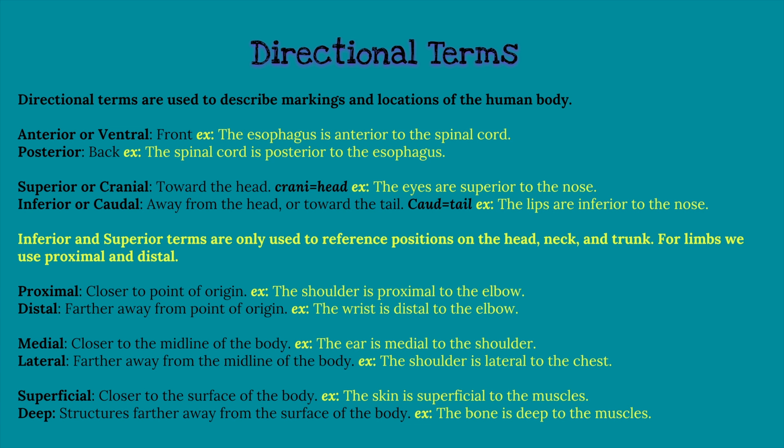Directional terms are another way to make sure that the locations of the body are referenced correctly. Anterior is a term that references the front of the body or an organ. For example, the esophagus is anterior to the spinal cord. It's in front of the spinal cord. While posterior is a term that references the back of the body or an organ. For example, the spinal cord is posterior to the esophagus, meaning that it is behind or in the back of the esophagus.